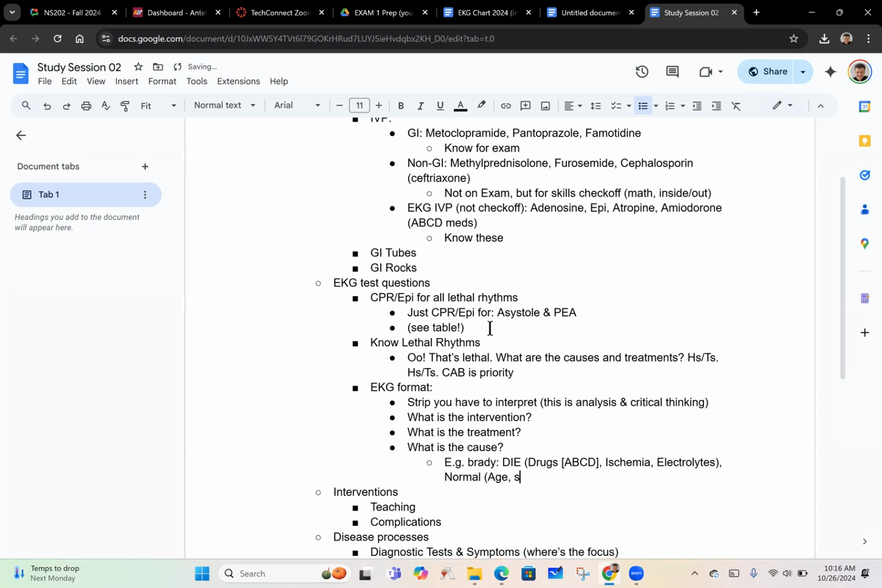There's the S. It's okay if it's 42 or higher, but if it's less than 42, it's a problem. Oh, sleeping. Age, sleeping, and athlete. Those are normal variants for bradycardias, okay? But otherwise, DIE is your worrisome ones. Does that make sense? So basically, you have some bradycardia in front of you, and what are you going to do next?